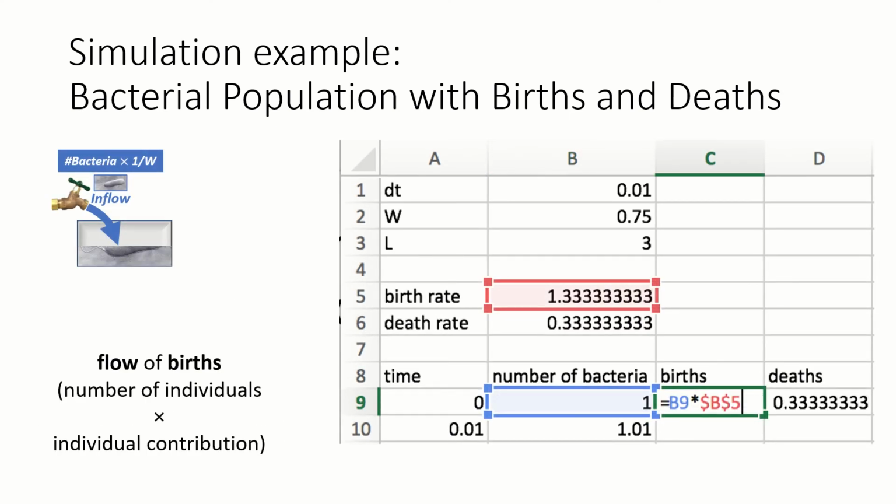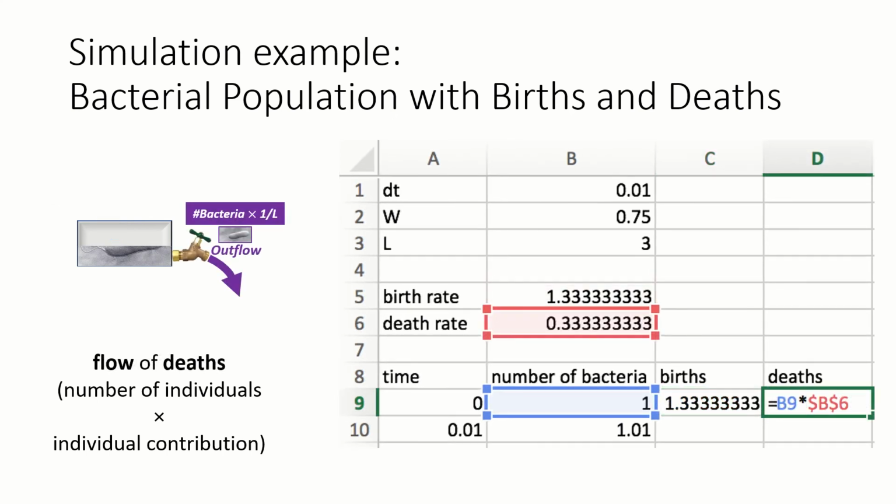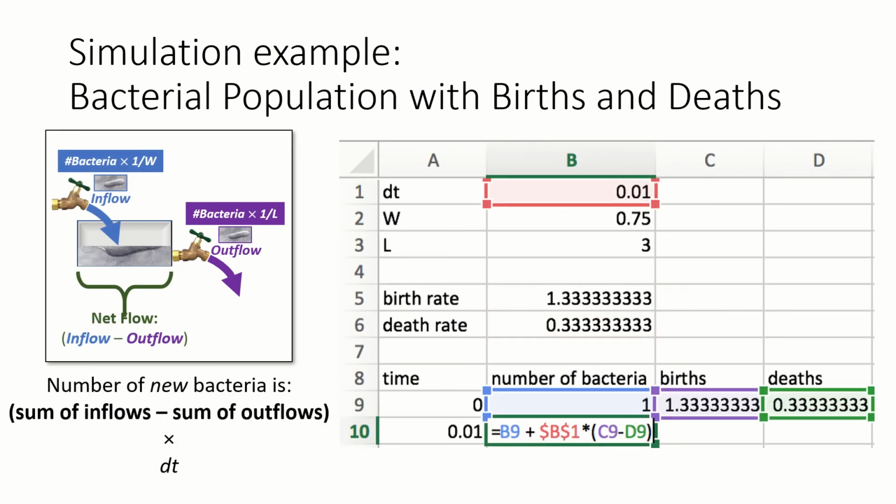Here, I need to figure out the number of births. Well, that's just the current number of bacteria times the birth rate, which I defined up here. I then need to figure out the number of deaths. Same idea. Current number of bacteria times the death rate, which I have here. And now I have everything I need. And then, how do I figure out the next number of bacteria? Well, it's just the previous number of bacteria plus dt times the sum of all the inflows minus the sum of all the outflows. And that's the formula I have here. Previous bacteria, dt, inflows minus outflows.